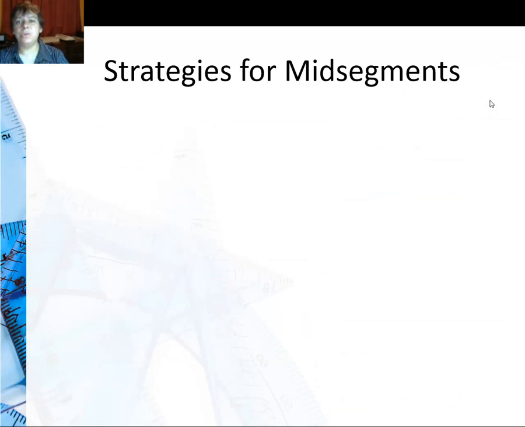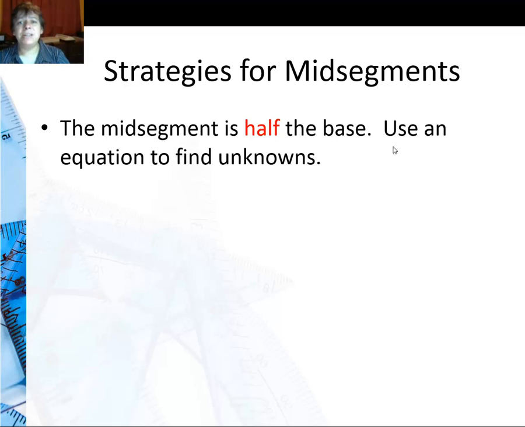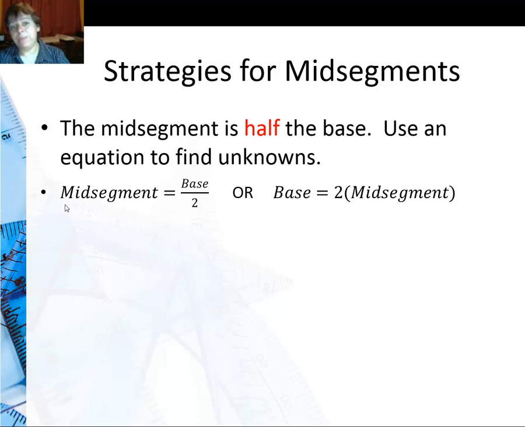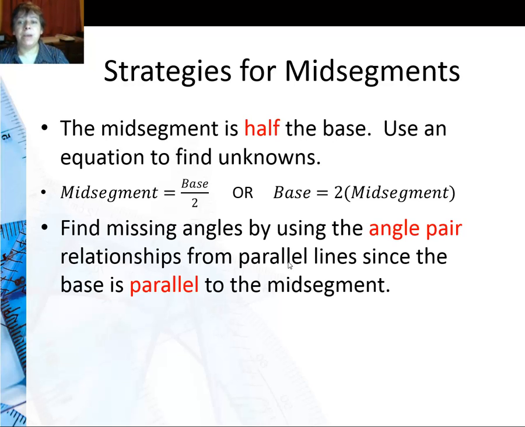So how are we going to use this in problems? You're not normally going to have to do proofs, especially proofs that complicated. You're going to be setting up equations. Basically, you have to know the midsegment is half of the base. You're going to use either the midsegment equals the base divided by 2, or what might be easier is the base is 2 midsegments long. You can also find angles by using angle pair relationships from parallel lines. We just showed that the midsegment is parallel to the base. So alternate interior, corresponding, same side interior, all of those angle relationships will hold.